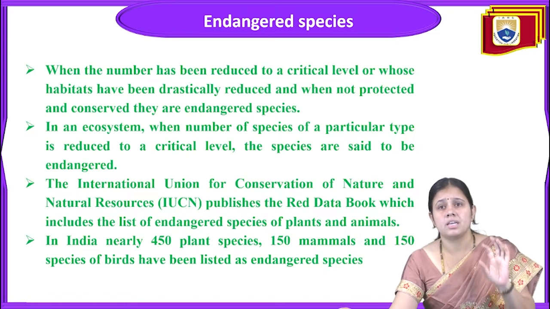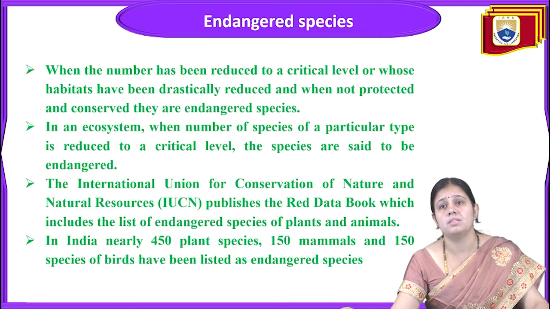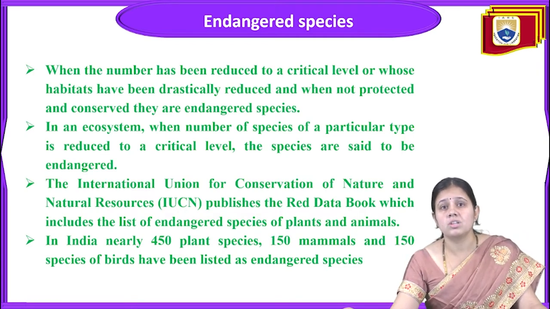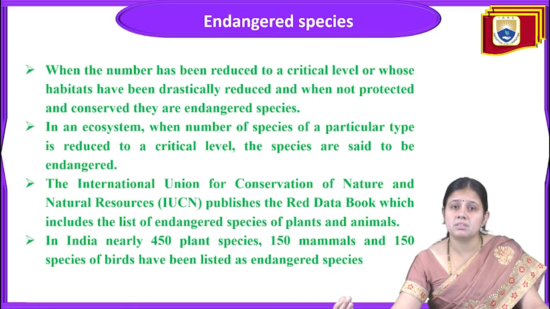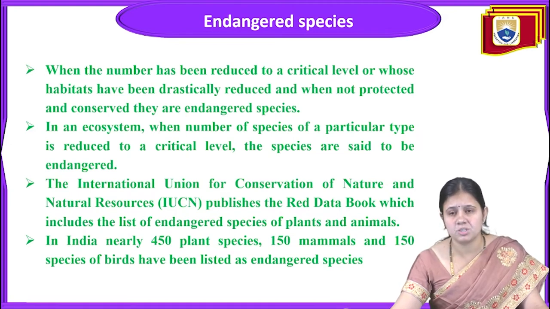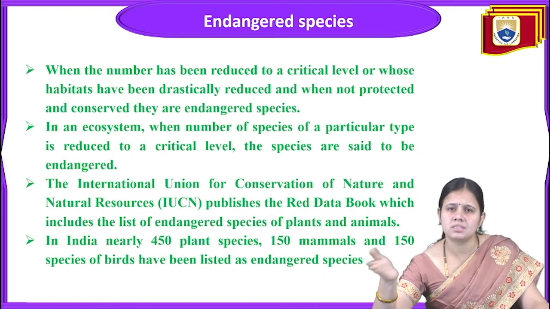So any species whose number is reduced to a critical level is said to be an endangered species. For the conservation and awareness of endangered species, the International Union for Conservation of Nature and Natural Resources published a book named the Red Data Book, which lists the endangered species of plants and animals that are nearly endangered, that are going to be endangered in the coming future, or that have a threat of becoming endangered. In India, nearly 450 plant species, 150 mammals and 150 species of birds have been listed as endangered, because these species have a threat of going extinct in the coming future.